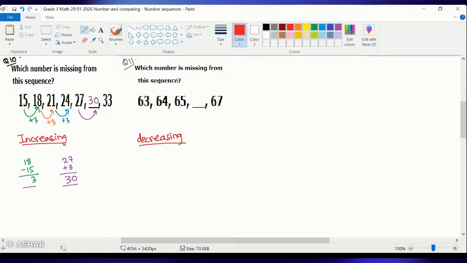Focus, Rebecca. Okay, 63. Yes, thank you. Thank you, Semi. We can also say that these numbers are consecutive numbers because each number differs by 1, right?